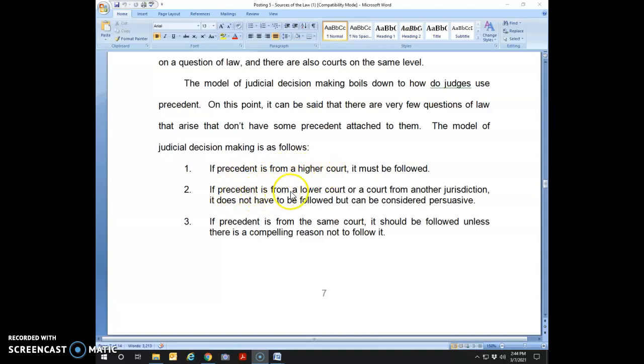On the other hand, if the precedent is from a lower court or a court from another jurisdiction, it does not have to be followed but can be considered persuasive. I had a case in New York once. The precedent we found was from Minnesota. It was really solid in terms of supporting our client's position. There was no precedent from the state of New York. It was a question of New York law.